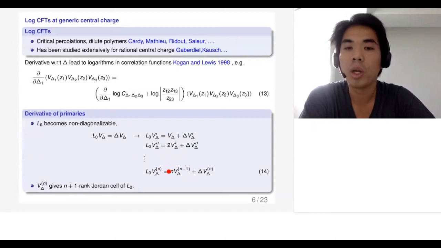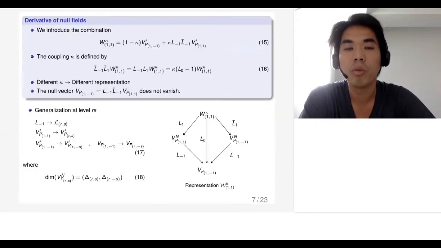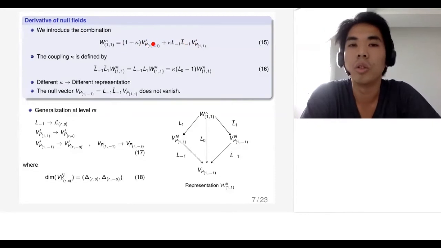And to get a more complicated structure, we further consider the derivative of null fields. For instance, we consider the linear combination of the first derivative of null field at level 1 here, where these two terms are the only possible way of writing the first derivative of null fields with respect to their dimensions. And kappa here is the parameter which characterizes the representation for this logarithmic field. In other words, if you start with different values of kappa here, you would end up with different representations.